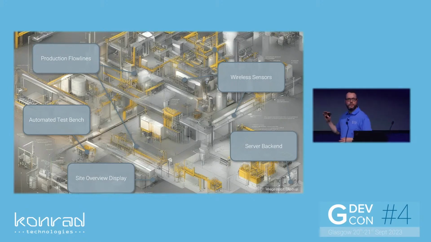If you've got a facility with production flow lines, you might have individuals, operators working there. They might have screens in front of them. Those screens need to relay information about what they're doing in front of them. You've got automated test benches, of course. Those can be quite complicated. They might have lots of motion, lots of control, lots of measurement, cameras, that kind of thing.